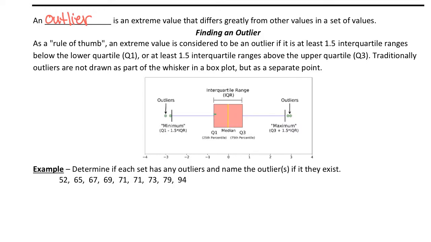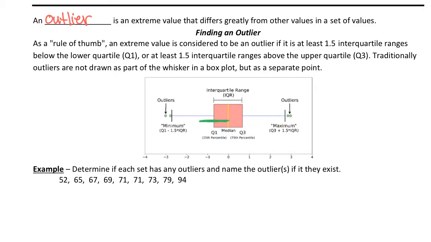The IQR is the width of your box in your box and whiskers. If you measure that width and take it over to my whisker, I can see that that whisker is 1.5 times as long as that IQR. So here's our measure of our IQR. The whisker is 1.5 times longer. Anything that falls outside that length is considered an outlier. So these 2 points here are considered outliers.